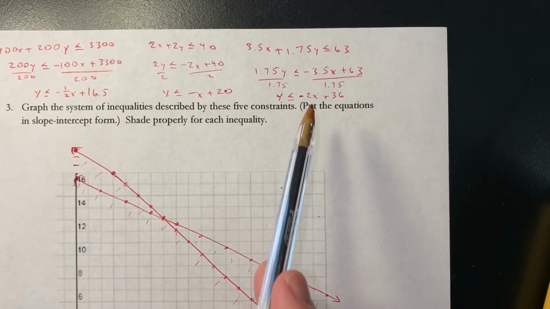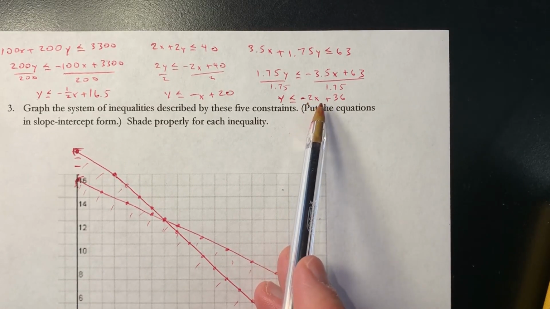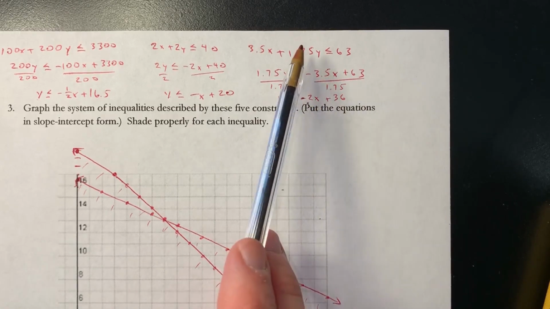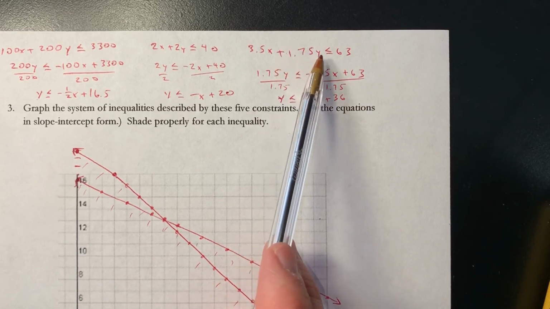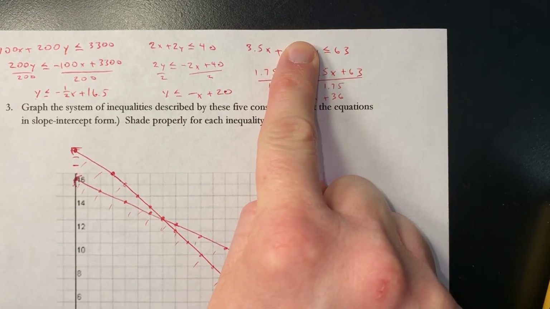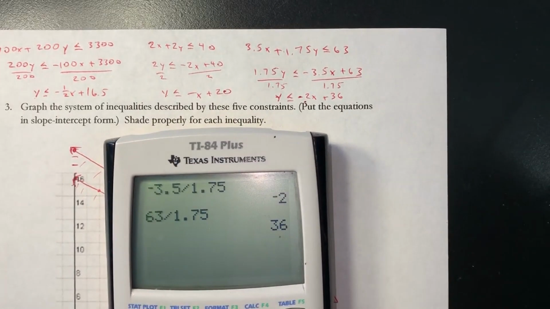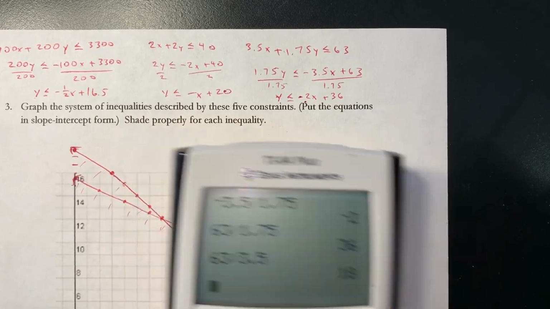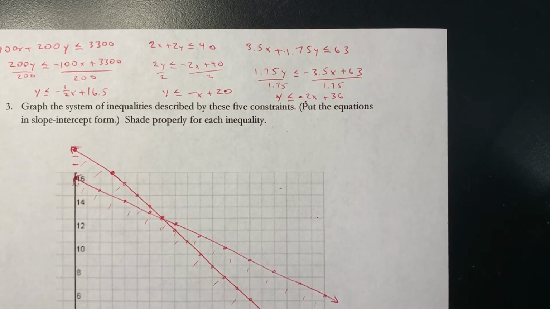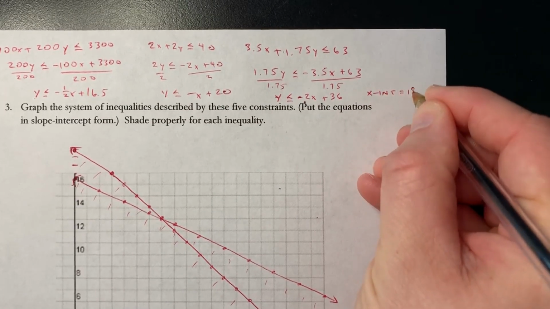So instead, I know the slope, I'm going to use that, but I want to know what is the x-intercept. So in order to know the x-intercept, I'm going to put in a 0 right here for y. Okay, so that pretty much just makes that go away, and I get 3.5x is less than or equal to 63. So I'm going to do 63 divided by 3.5, and I get 18 as an x-intercept. So x-intercept is 18.